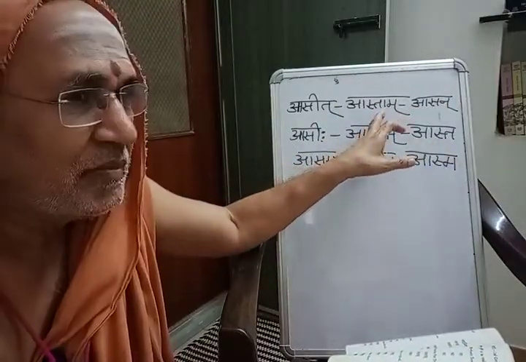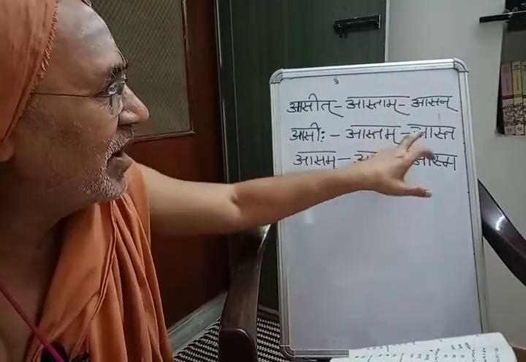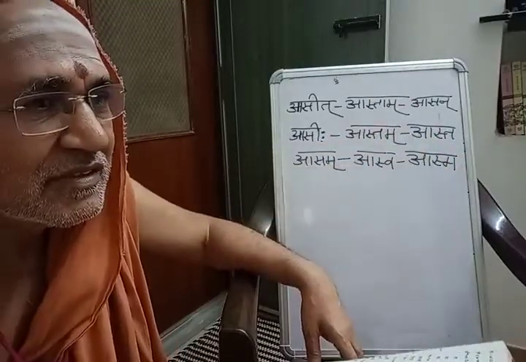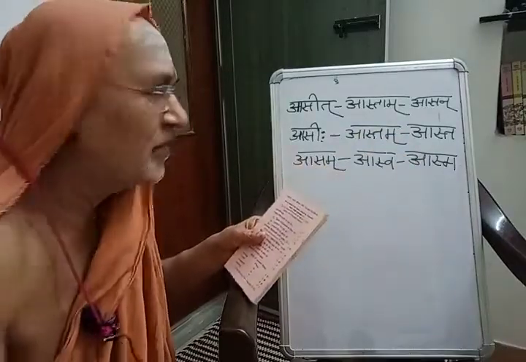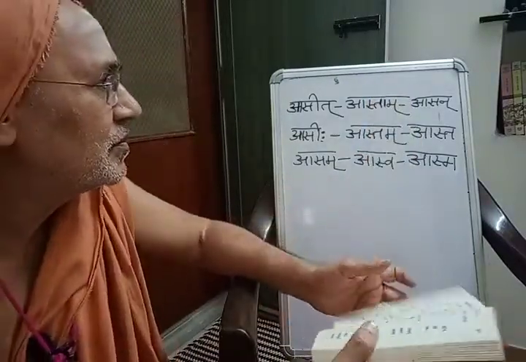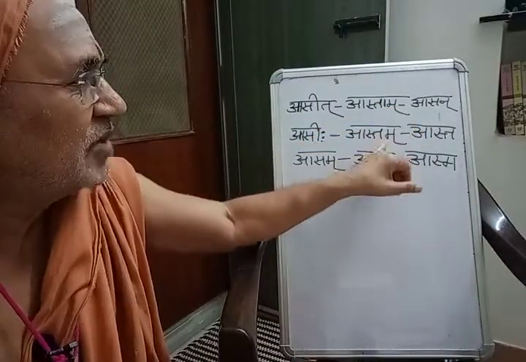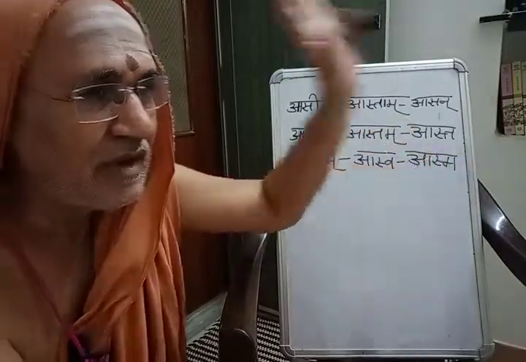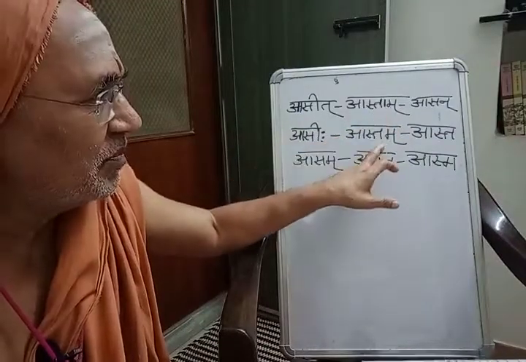See, here is the attam, dirgha and ma. Here dirgha becomes rasva. Here the ma is dropped, only asta retained. The difference is only this much. Here it becomes astam, means one dirgha is dropped. Next even the ma is dropped, asta. In all verbs same thing. Attam, attam, atta.